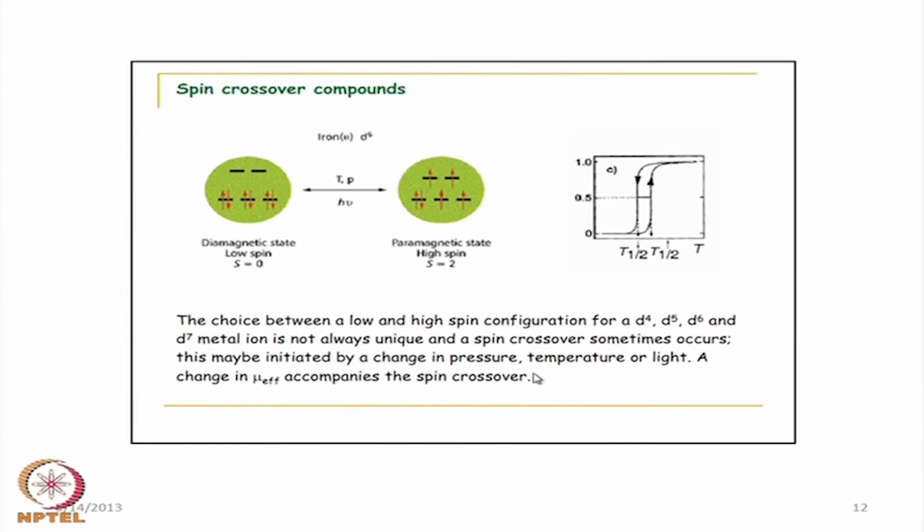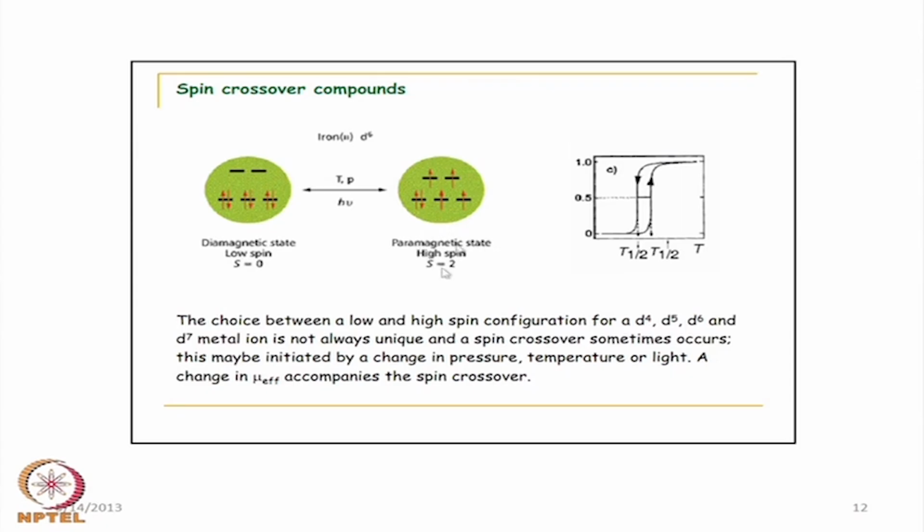So, the situation we can get for the spin crossover compounds, which is an iron 2 compound with a 3d6 electronic configuration. When it is low spin, where S is equal to 0, it is a diamagnetic state, and the two states are in equilibrium. The transition can be driven by temperature, pressure or light.